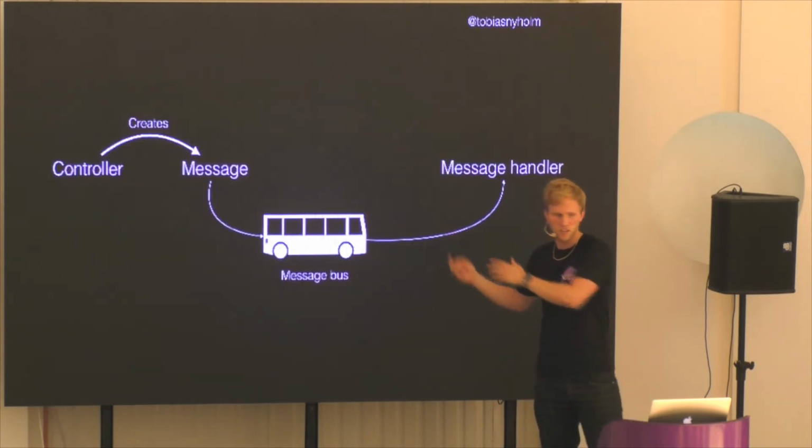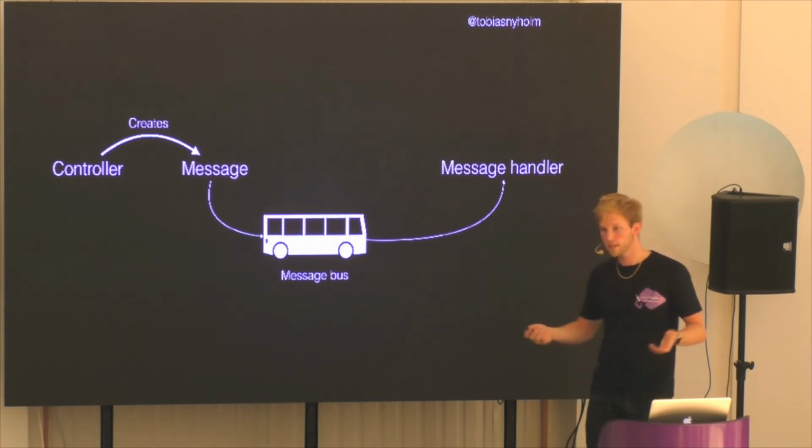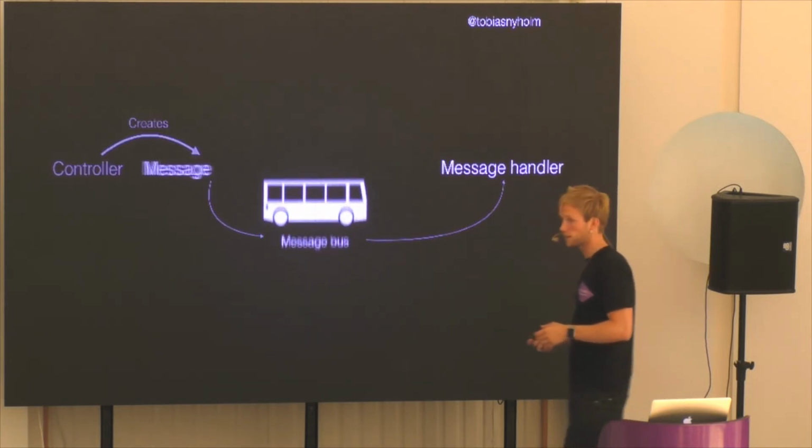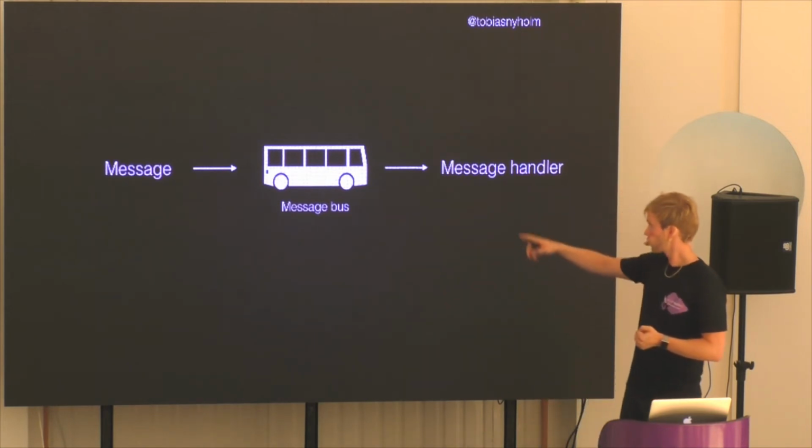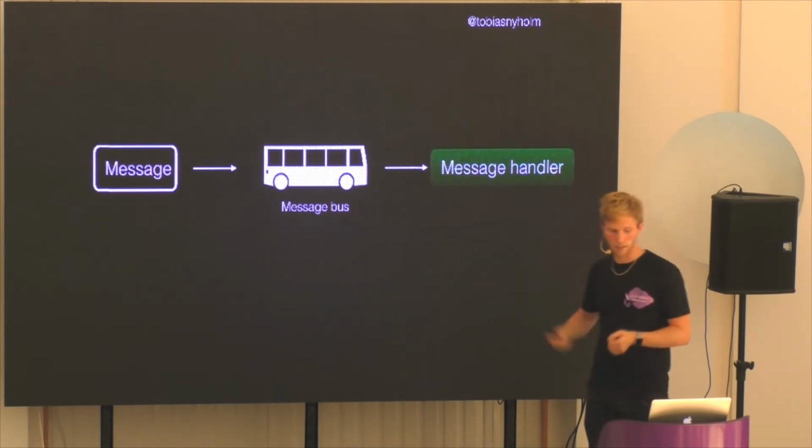So remember this annotation. I have a controller that creates a message and puts it on the bus, and it goes to the message handler. I'm going to write it like this now. So I have a message, goes to the bus, and goes to the message handler.